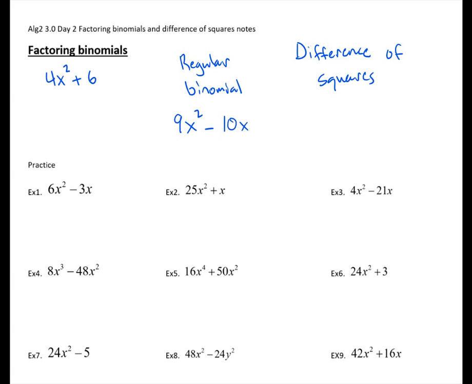Now a difference of squares is a special type of binomial, and I'll just give you guys an example real quick. 4x squared minus 25. And I'll talk about why this is a special type of binomial. So this is a binomial, but it's a special type of binomial called a difference of squares. Right, so in a moment, we'll talk about what makes a binomial a difference of squares. Okay, and the way we factor difference of squares is a little bit different. So that's why it's important to recognize the difference between the two types of binomials. Okay.